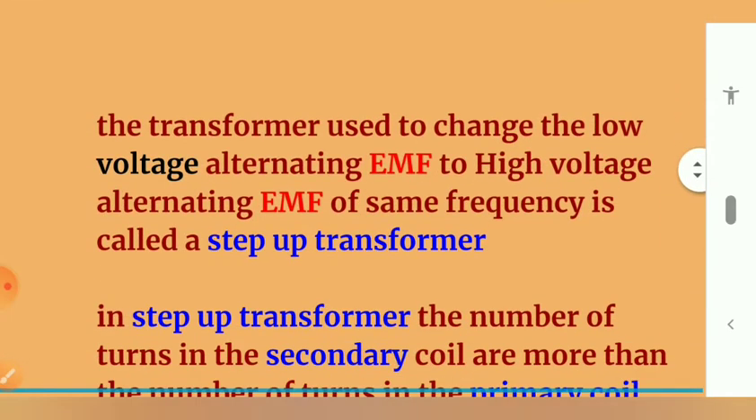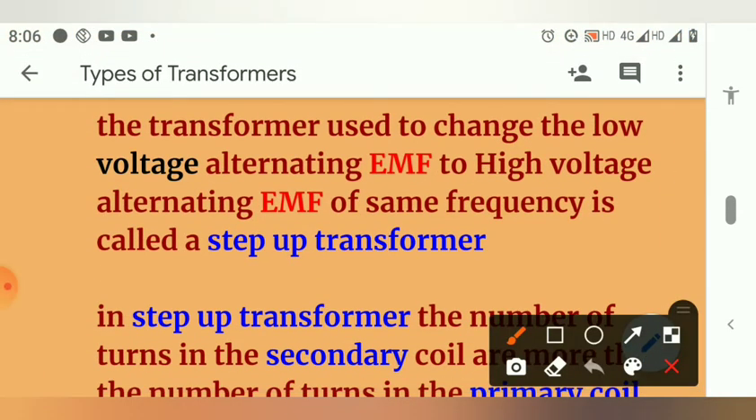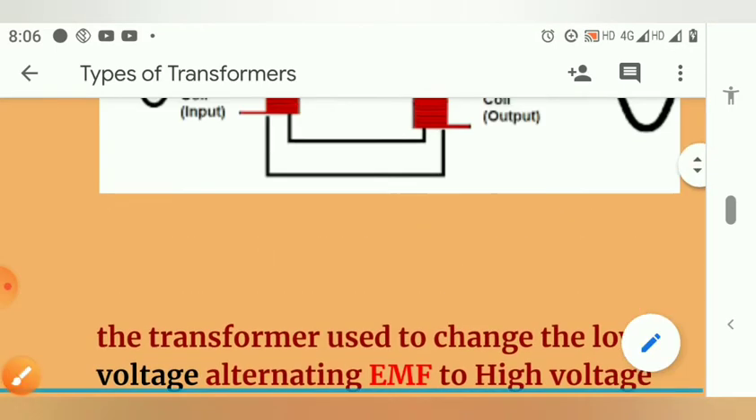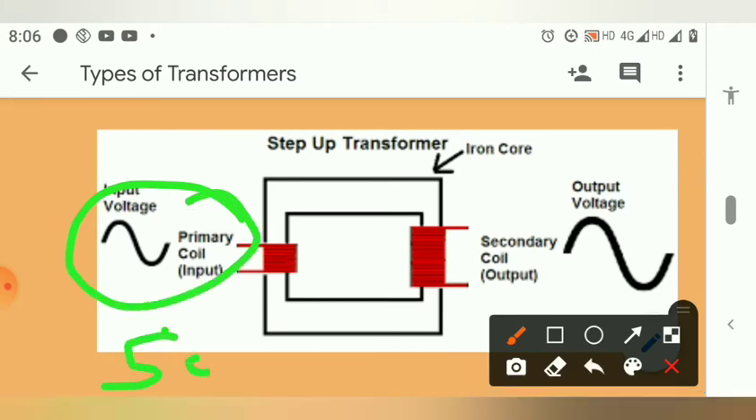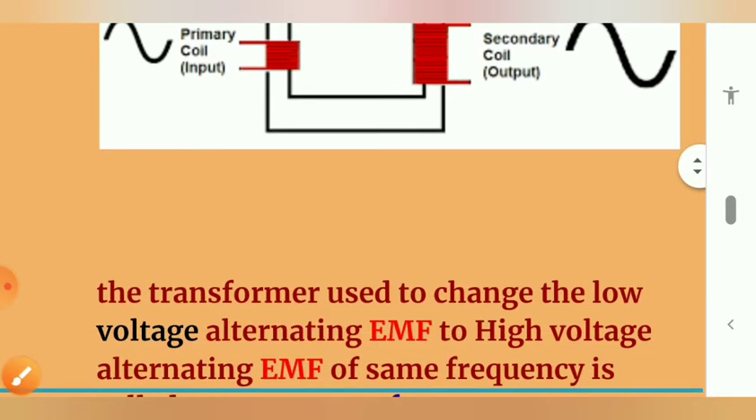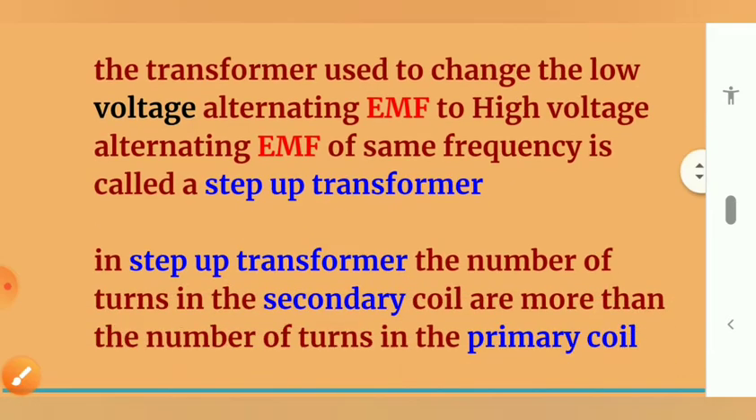The transformer is used to change the low voltage alternating EMF to high voltage alternating EMF of the same frequency. Remember that it is of the same frequency. Frequency doesn't vary. It will be what we give in the input. If the input frequency is 50 hertz and we give it, then we will get 50 hertz. The frequency remains unchanged, it is the same.